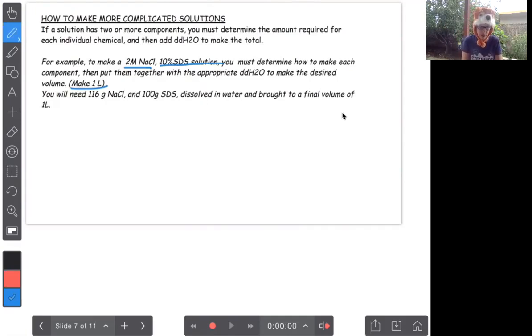Okay. So how do we know we need 116 grams of sodium chloride? Well, that's because on that other equation, we figured out we needed 58 grams per liter. Remember that equaled 1 molar. So we cheated a little bit. We already made a solution. We don't have to do all that math over. If we know 1 molar is 58 grams per liter, 2 molar has to be 2 times that, right?